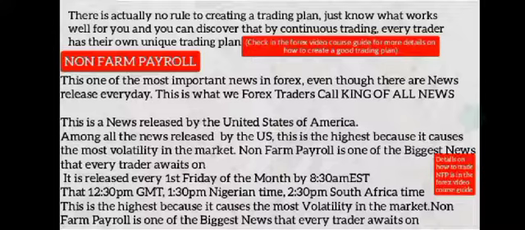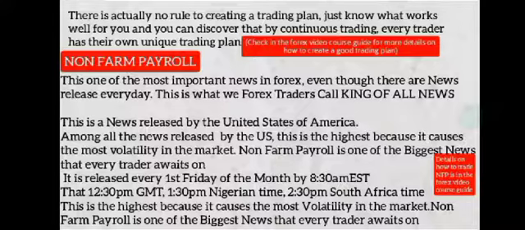Non-farm payroll is one of the biggest news every trader awaits. It is released every first Friday of the month at 8:30 EST. So every first Friday of the month, this news is released, and it determines what will happen in the forex market. It affects the forex market hugely throughout that month or throughout that week.